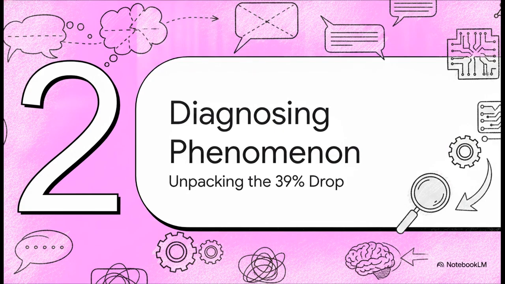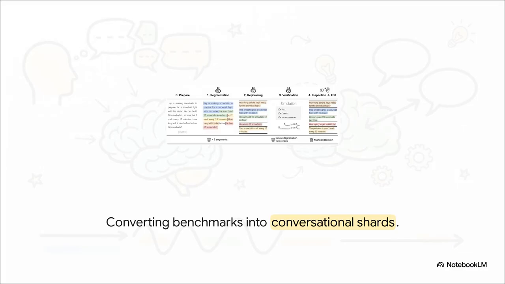All right, let's move on to part 2, diagnosing the lost phenomenon and unpacking that 39% drop. To figure out what's actually happening under the hood, we're looking at an incredible paper from researchers at Microsoft and Salesforce called LLMs Get Lost in Multi-Turn Conversation.